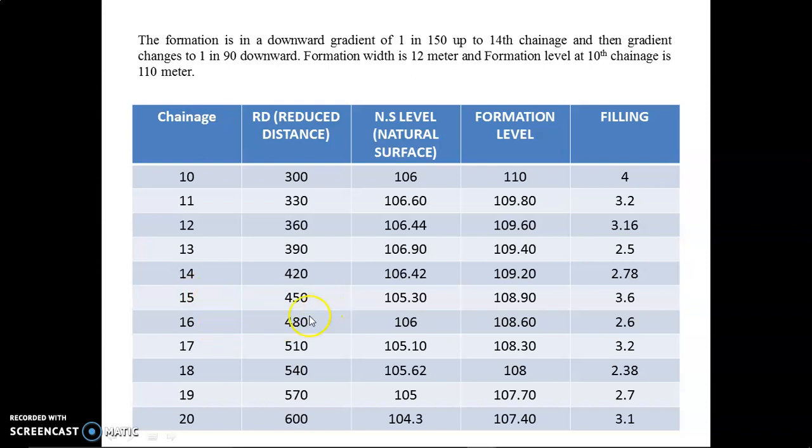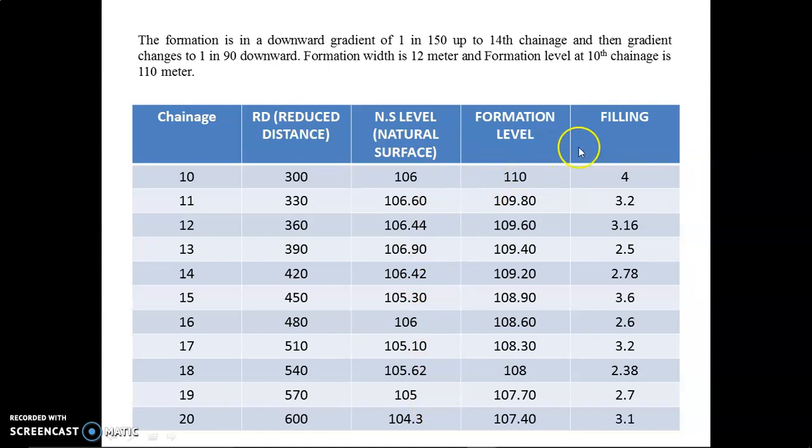After that, from chainage 15 our downward gradient is 1 in 90. So we count 30, 30, 30, that is 30 plus 60 plus 30, here 90. So we divide 1 by 3 and get 0.33. So here we reduce 0.33 as a value. The same thing we have applied here. So we get all the formation levels, and we have been given all the reduced levels or ground levels.